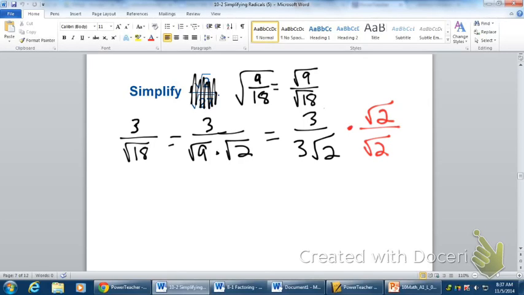So, when you work that out, up top, you're going to get 3 times the square root of 2. All I did was multiply that out. And then in the denominator, I got 3 times the square root of 2 times the square root of 2. Cool? Following?